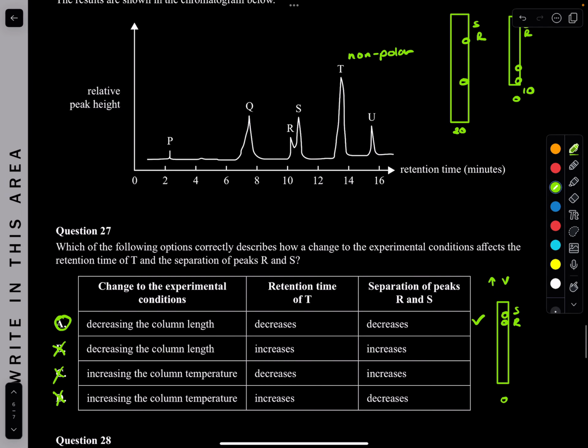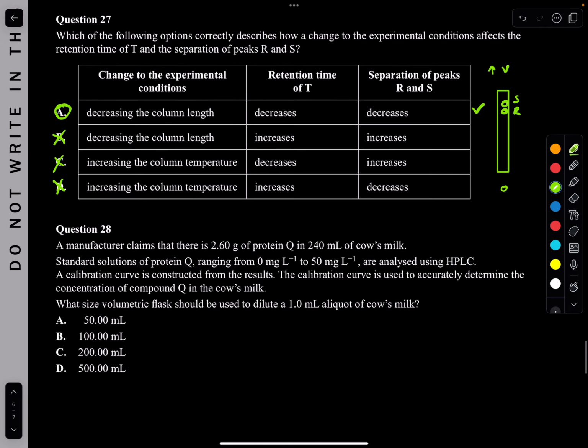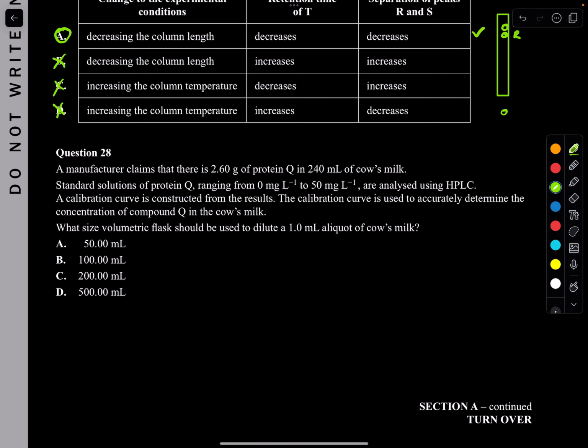Wow, a little bit harder question to think about, but I hope that makes sense. 28. A manufacturer claims that there is 2.6 grams of protein Q in 240 milliliters of cow's milk. Standard solutions of protein Q ranging from 0 milligrams to 50 milligrams per liter are analyzed using HPLC. A calibration curve is constructed from the results. The calibration curve is used to accurately determine the concentration of compound Q in the cow's milk. What size of volumetric flask should be used to dilute that 1 milliliter aliquot of cow's milk? I think I've seen this question from one of the past papers, I think it was 2018. Don't remember what paper, but it's one of the easiest questions.